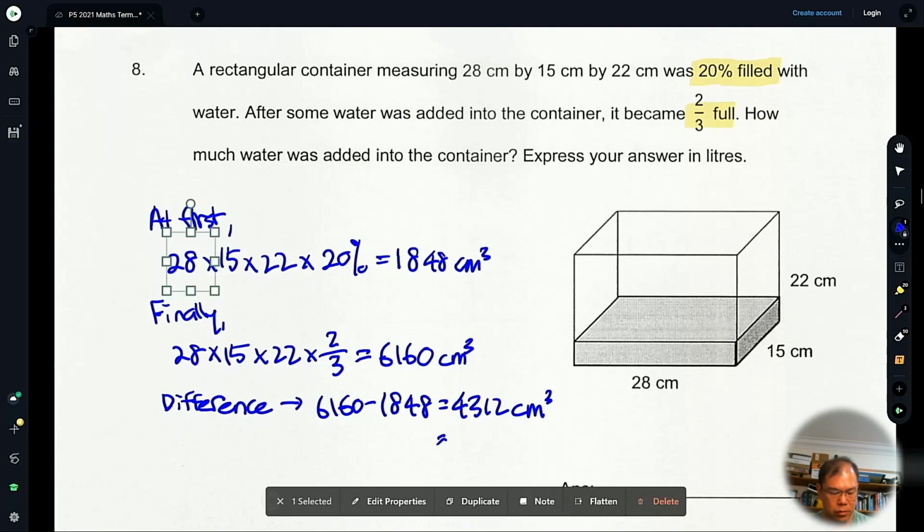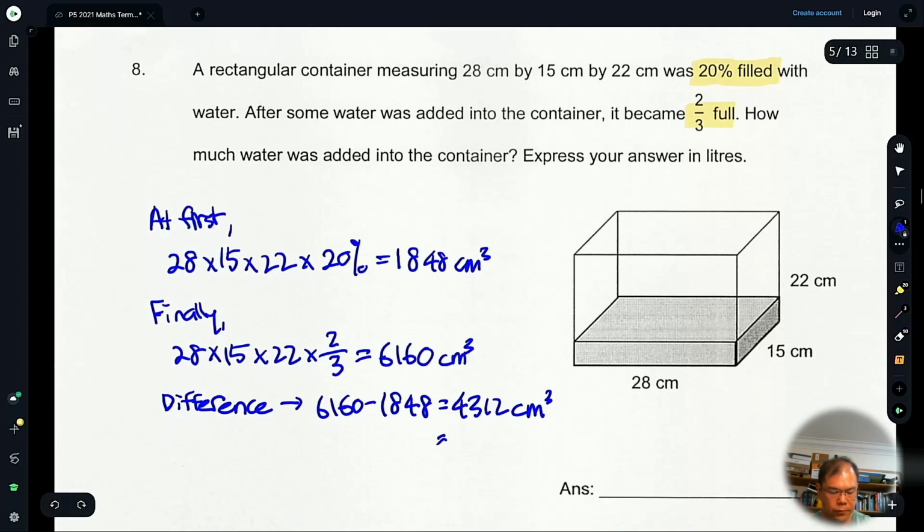So 4312 cubic centimeters is equal to 4312 ml. Okay, remember that 1 cubic centimeter is the same as 1 ml. So if I want to change ml to liters, I divide by 1000.